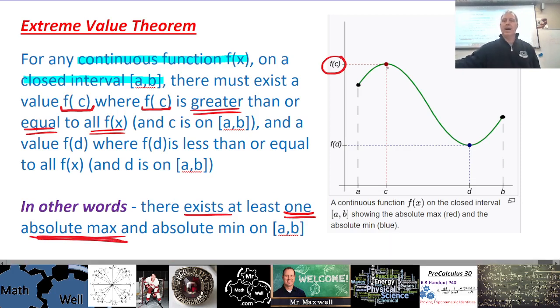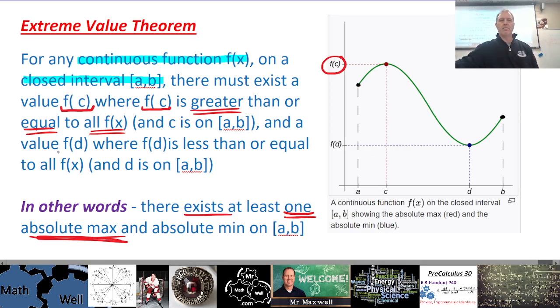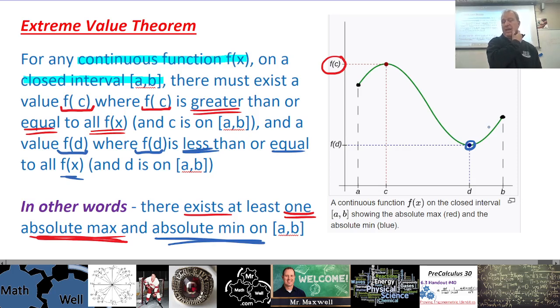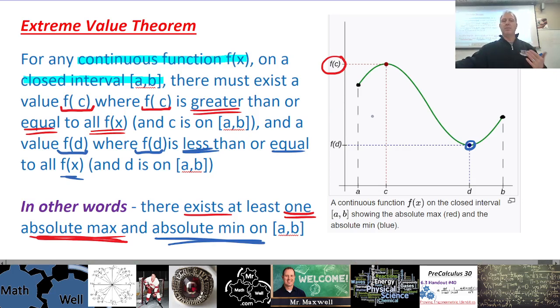So there has to be an absolute max on this interval, and also there has to be a value f of d that is less than or equal to all of the other f of x. So there has to be an absolute min. So there has to be both. Now they can be the endpoints, or they can be any local max or min in the interval. Again, we've done this before because we've found the absolute max and min for a function with given endpoints. We've actually done this all before, but there's actually a theorem that states it.